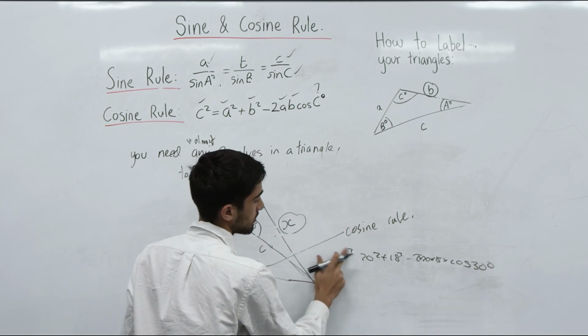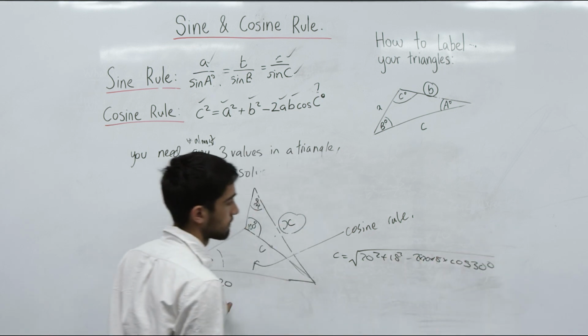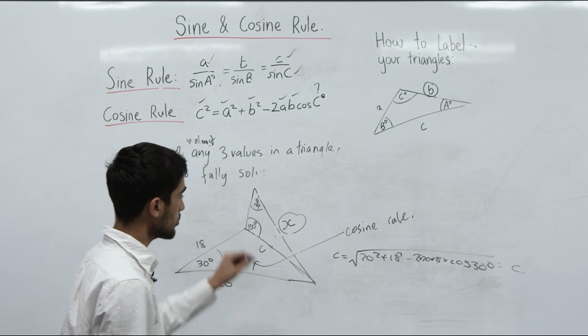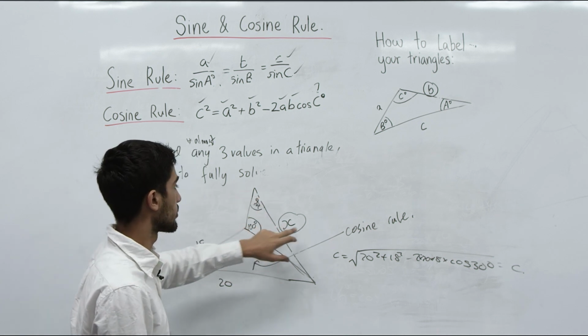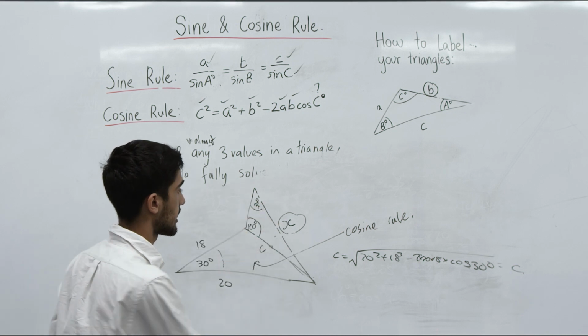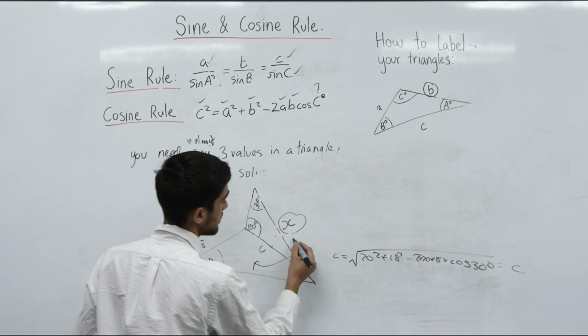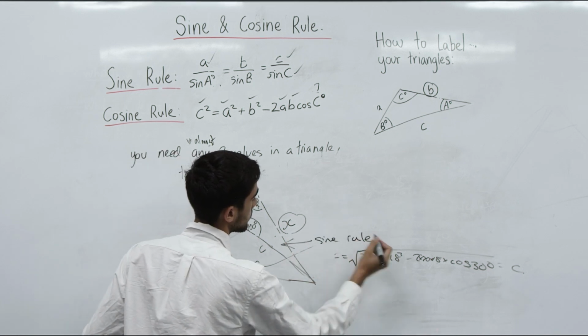C squared equals all of that, so C equals the square root of all of that. We get our answer. That equals C, right? Now that we know C, we can look at this triangle here where we have an angle and its matching side, an angle and its matching side. So the way we're going to do this is we're going to solve this upper triangle using the sine rule.